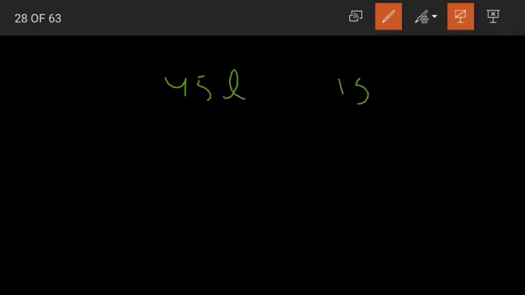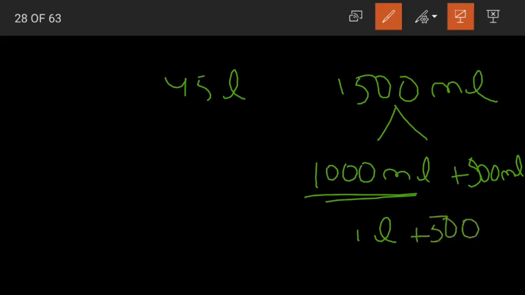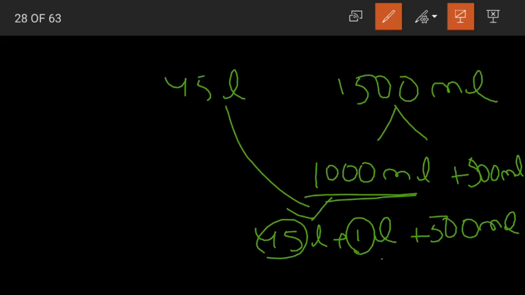45 liters, 1500 milliliters. Again 1500 milliliters is nothing but 1000 milliliters plus 500 milliliters. We know that 1000 milliliters is equal to 1 liter. So it is 1 liter plus 500 milliliters. We already have 45 liters. So 45 liters plus 1 liter is equal to 46 liters.